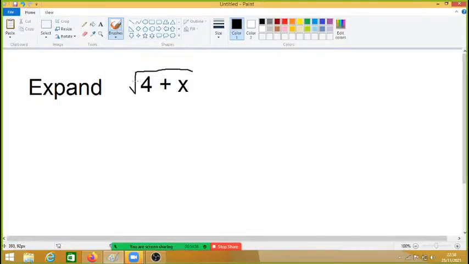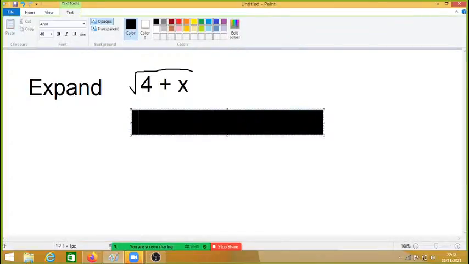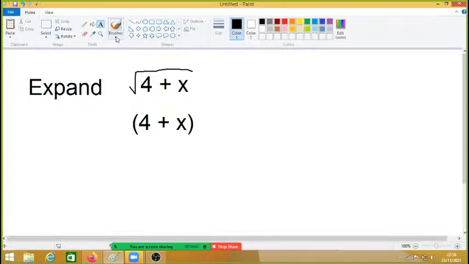Okay, first let's change that square root sign. Square root really means power of a half. So let's get 4 plus x in brackets and then a power to the half.